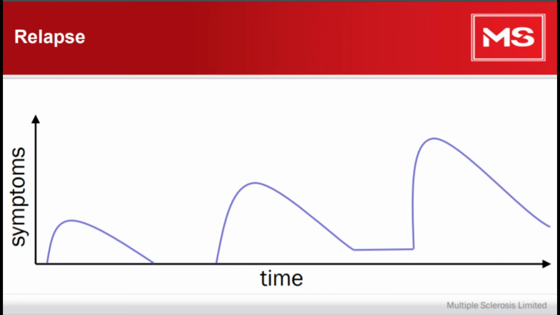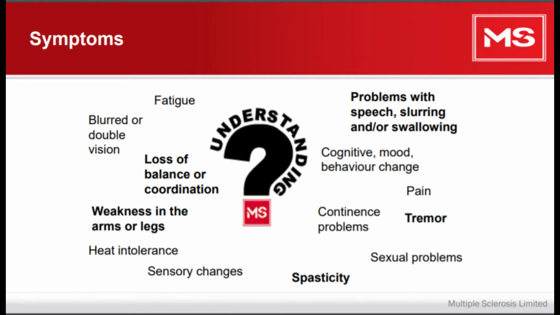So let's think about what symptoms a person with MS might have. Everybody is different, and these are some of the key symptoms. Fatigue. Most people with MS have fatigue, and most people with MS consider fatigue to be one of the most disabling symptoms that they have.